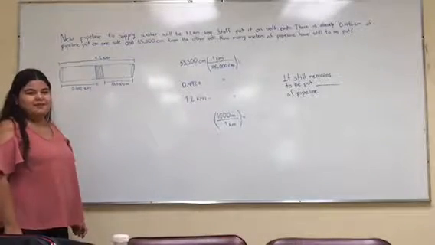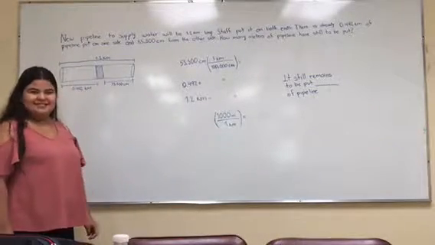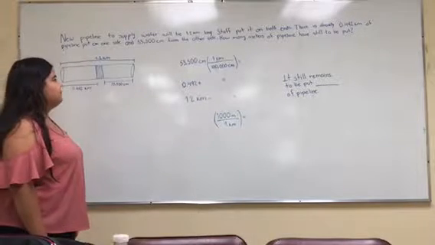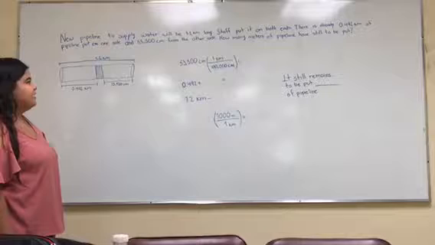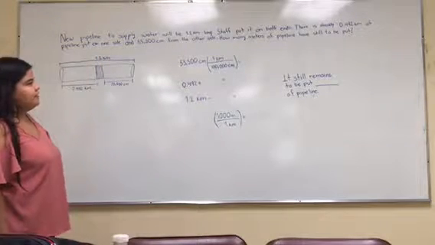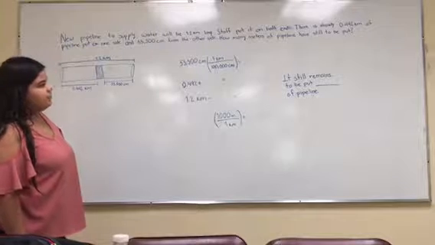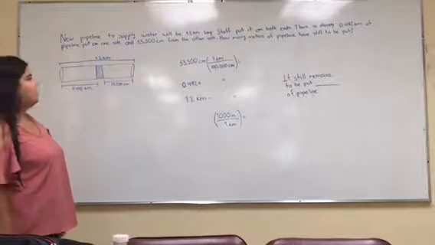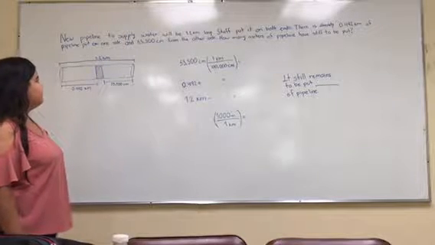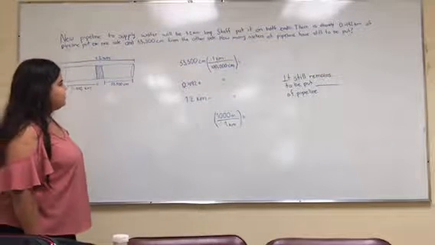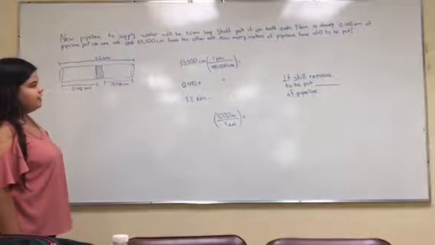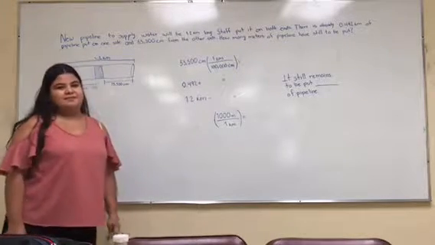My problem is about conversions. A new pipeline to supply water will be 1.2 kilometers long. It is put in on both ends. There is already 0.492 kilometers of pipeline put on one side and 53,500 centimeters from the other side. How many meters of pipeline have still to be put?